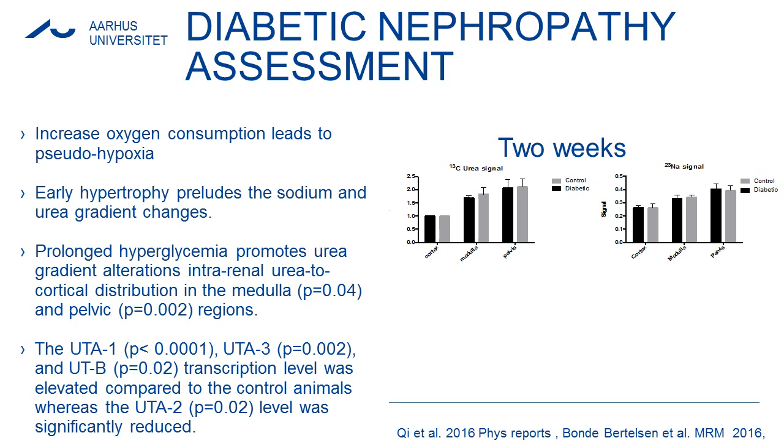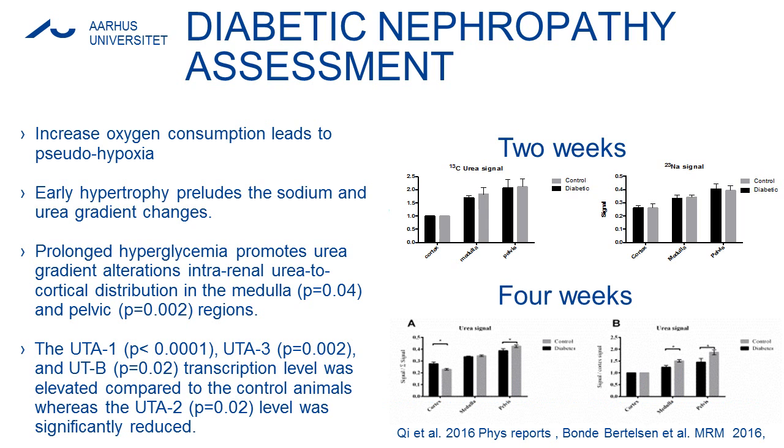So when we look at the earlier work performed from our group, we concluded that within the first 2 to 3 weeks we see early hypertrophy, but it precedes the sodium and urea gradient changes. We see an increased demand, but we have yet to see any significant changes to the renal function. However, when we look at 4 weeks after induction of diabetes, which was the work performed in the recent paper, we see a significant change in the urea signal, and this was also supported by the regulation of the urea transporters. So it supported the increased oxygen consumption in the kidneys.